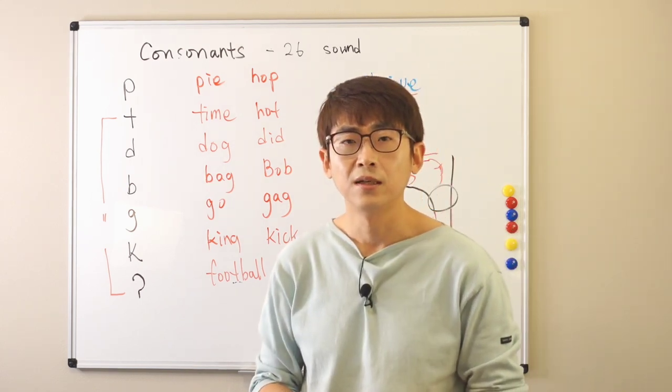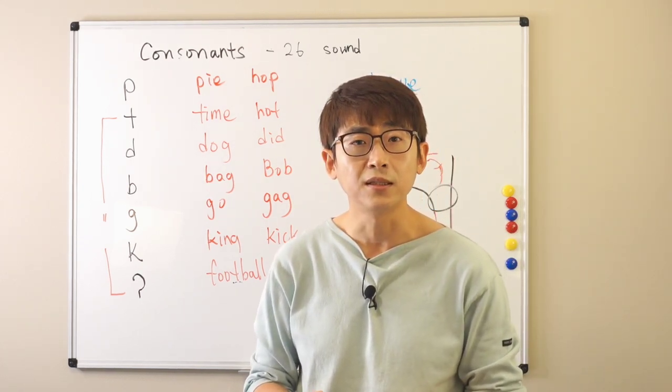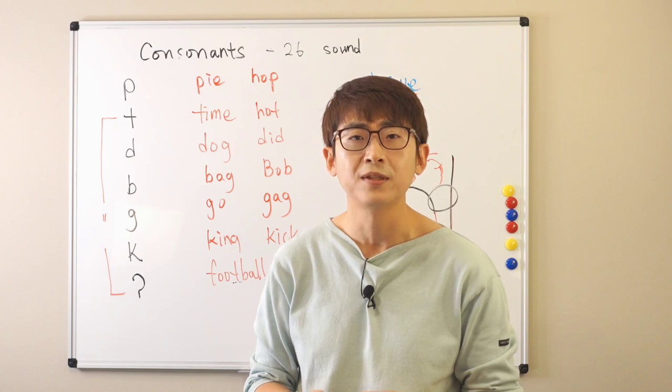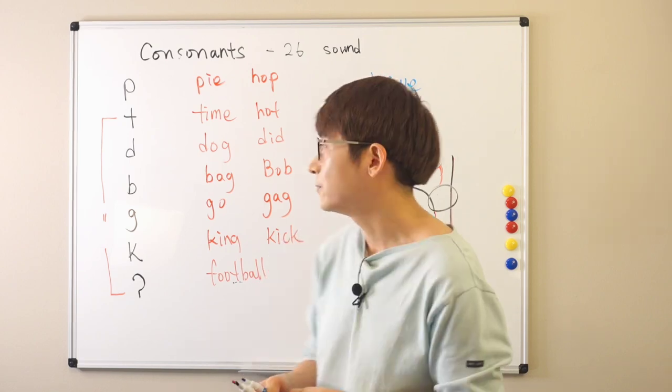Lastly, it is never sounded. Hut, hut. All right, those are the seven plosive consonants. And let's move on.